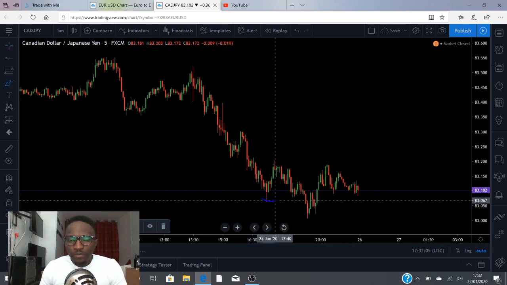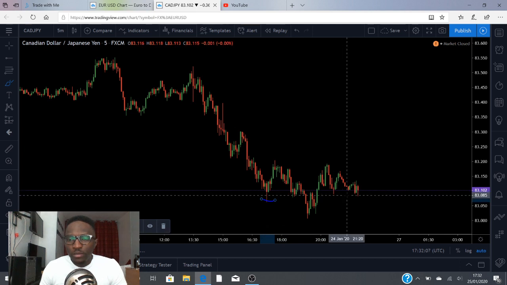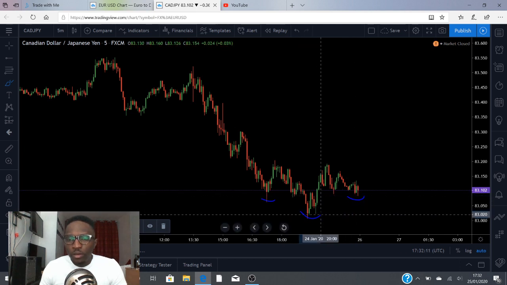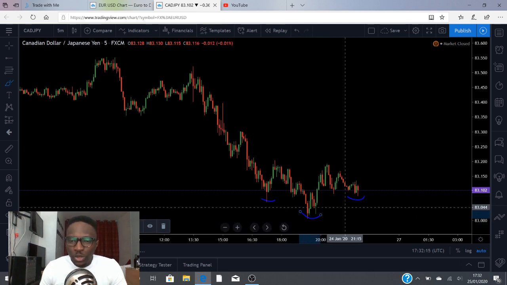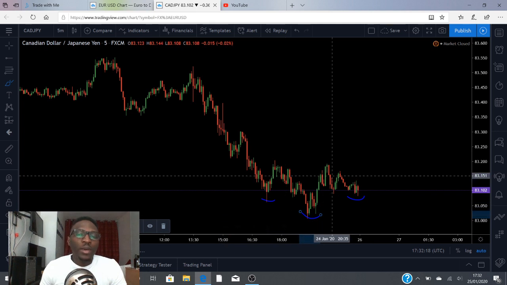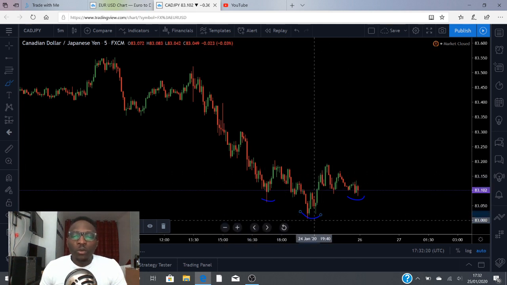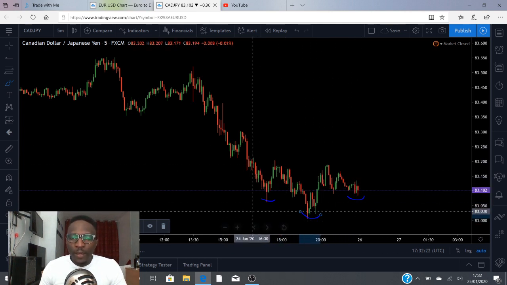So we got a shoulder here, a second shoulder here forming, and we've got a head over here. For those of you guys who know about head and shoulders, you know that this is an inverted head and shoulder pattern. So we got the market currently forming an inverted head and shoulder pattern here.